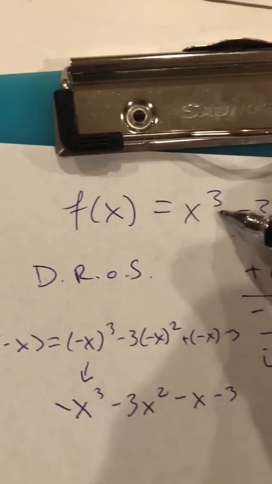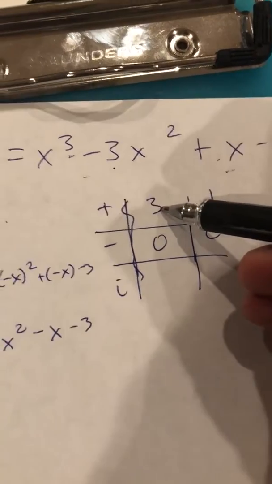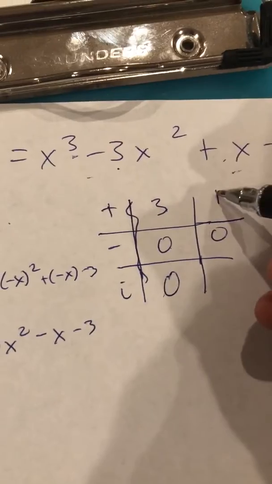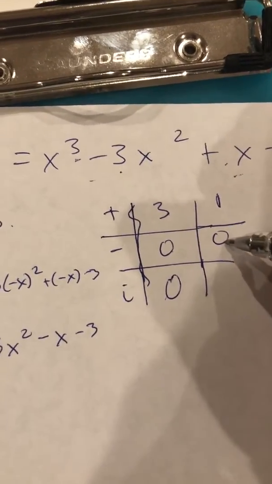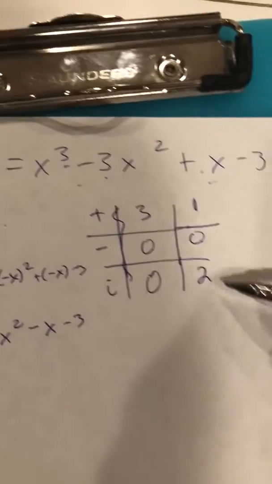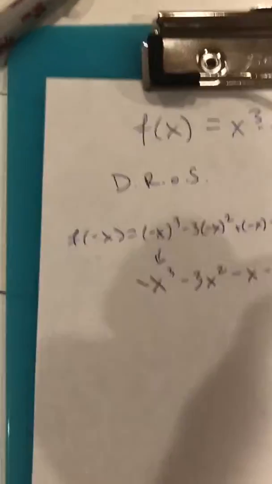Since our degree is 3, that means that if we have 3 positive real roots, we will have 0 imaginary roots. But if we have 1 positive real root, that means there's still 2 roots that could exist, and they're going to be imaginary in that case. Okay, so that's Descartes' Rule of Signs.